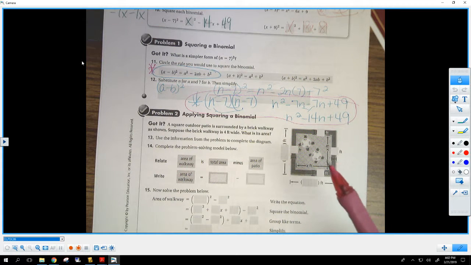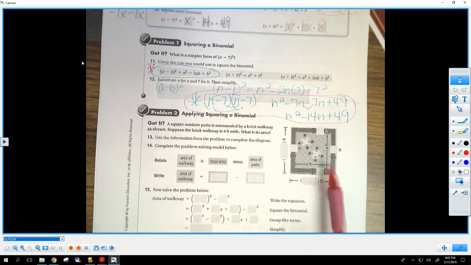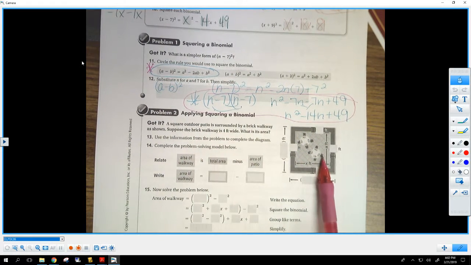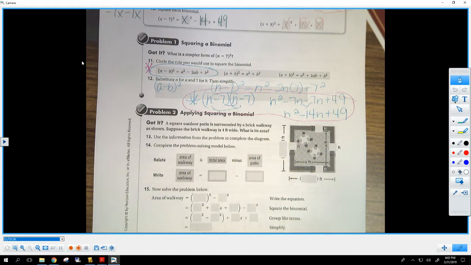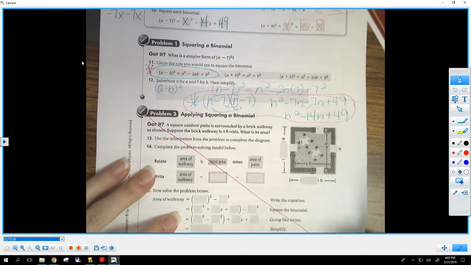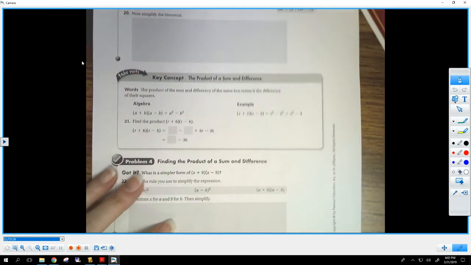So we're going to skip applying squaring of a binomial. The issue is the things that we're learning when it's squared, you may have to worry about, like making an outdoor patio and you're going to have a brick walkway around the patio or on parts of the patio. Then you have to know how big it is. So squaring something is truly going to help you do that. So that's why we learn this stuff.